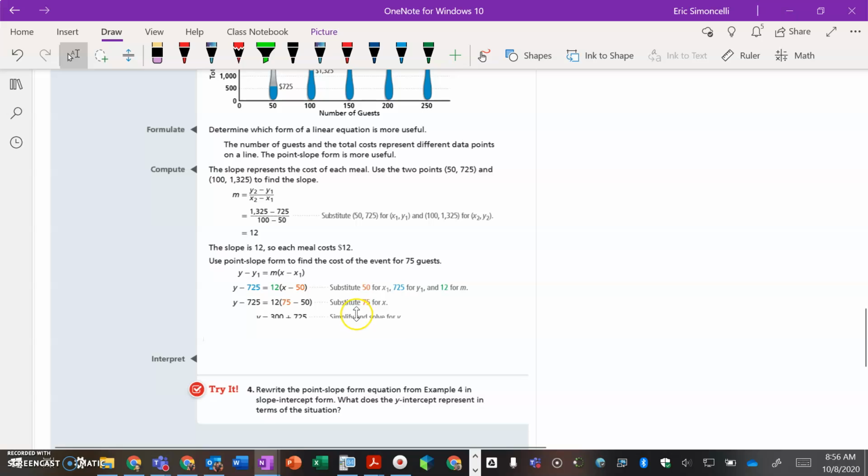We can do that very nicely if you do the math. You take 25 times 12 and then add 725. So you have 300 plus 725, which is 1025. So when x equals 75, the cost for that number of guests is $1,025. Since Marissa budgeted $1,200 for her event, she will have enough money.